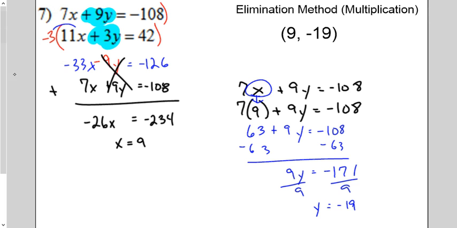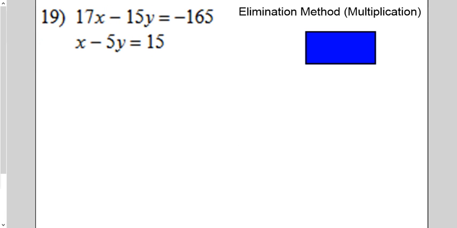So let's do one more. Let me find a good problem for us. I like number 19 from our homework here. You know, I could easily take this positive 1 and multiply it by negative 17 to make this negative 17x, and then we could add that up and that'd cancel it out. But think about it. The negative 17 times negative 5 is a large number. Negative 17 times positive 15 would be even larger. Let's hold off on that and take a look at our y's before we commit.